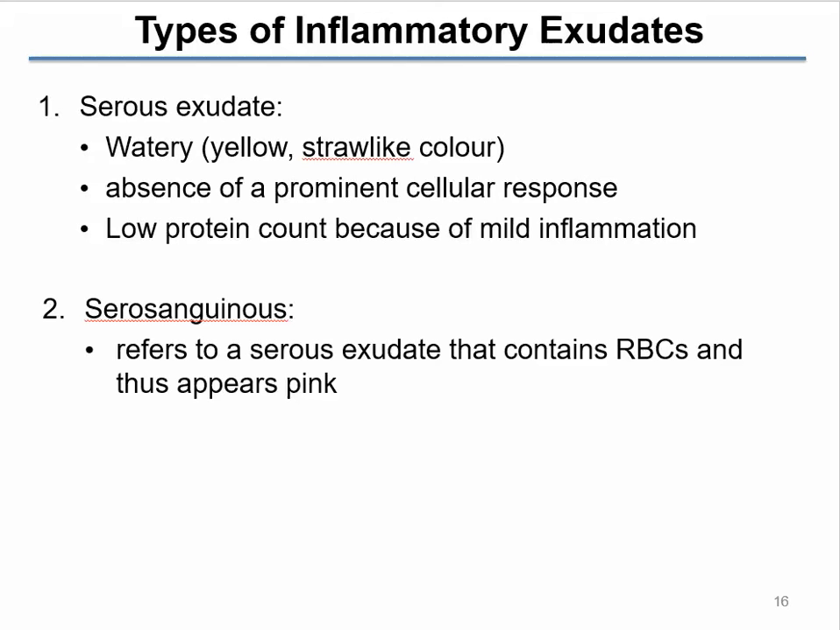The serosanguinous exudate is watery, but it contains blood. Sanguine is blood. So serosanguinous, there are red blood cells that escape into the exudate. So this means that the blood vessel is a little bit leaky, and the red blood cells actually get across as well. And so it becomes pink in color.